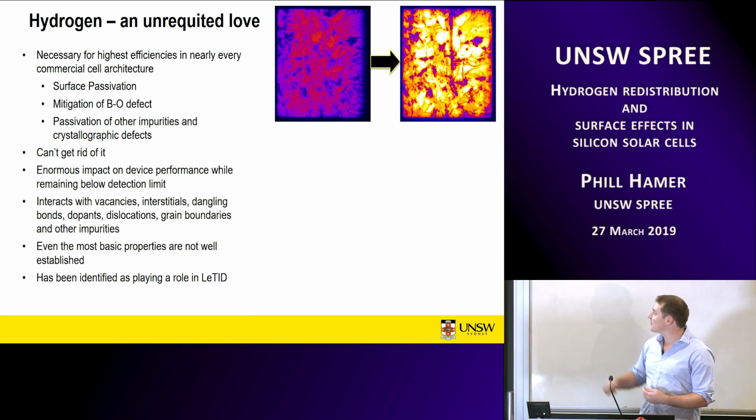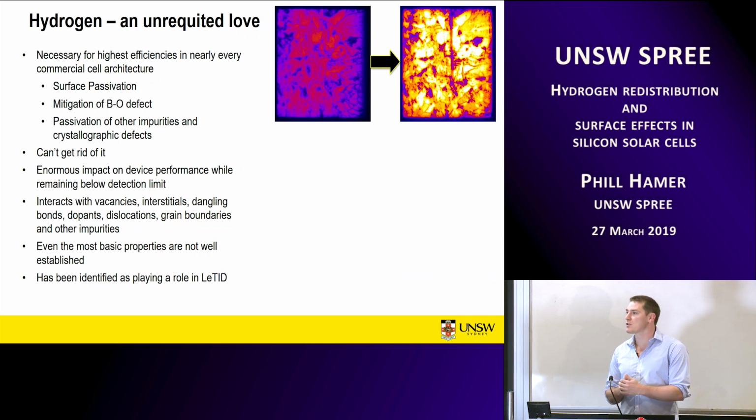You see at the top there a couple of PL images, massive improvements in bulk lifetime in multicrystalline solar cells, improved surface passivation. We use it to get rid of the boron-oxygen defect. And to be honest, we can't really get rid of it. Every chemical process we do, if we put it in an acidic etch, we're going to introduce some hydrogen. So there's always a question of not whether you've got hydrogen, but how much you've got.